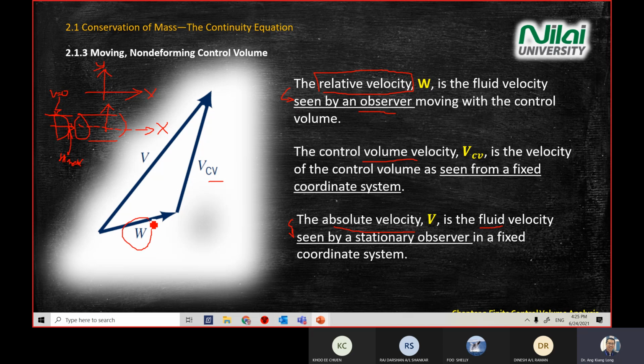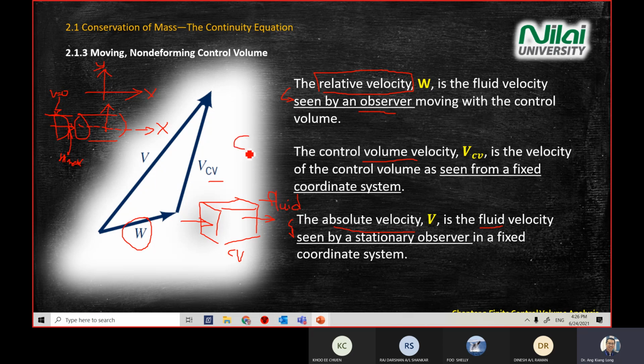The most important one is relative velocity, which is W. It's the difference, or the change, of your fluid relative to your control volume. So just try to understand what is happening here: your control volume and your fluid are changing. Fluid can be gas, can be water, can be mercury, can be anything.